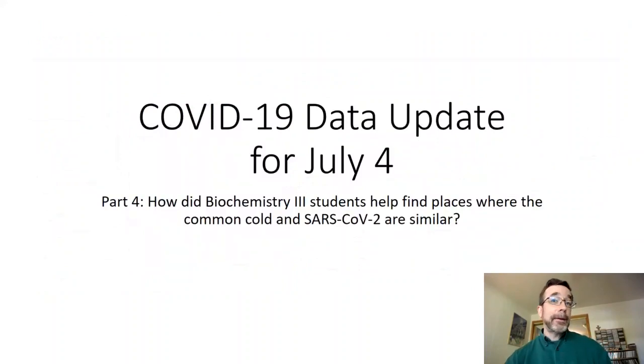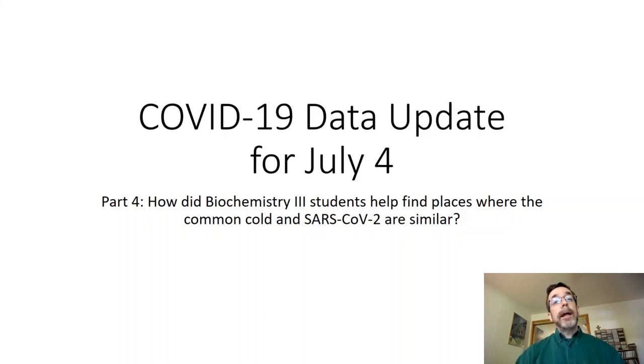And so I want to go really fast through all this because someday I'm going to go through in more detail, opening up this project to how other people can participate. But I want to say real quickly, how did my Biochemistry III students actually help find the places where the common cold and SARS-CoV-2 are similar?